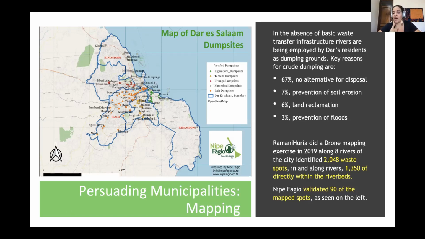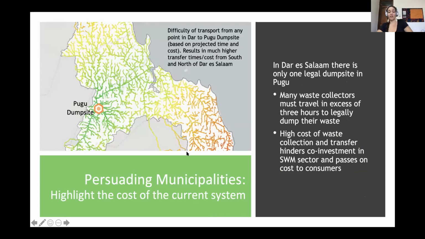So we have identified over 2,000 waste spots, and we went there and validated, and we aligned some data around that. 67% of the communities have no alternative for disposal. There is land reclamation. So we went and talked to people and turned that into data that the government would care about.